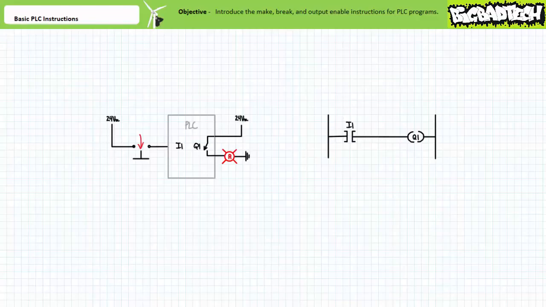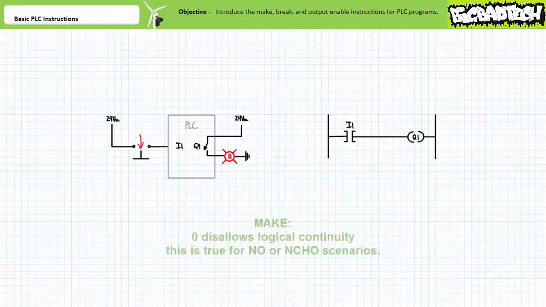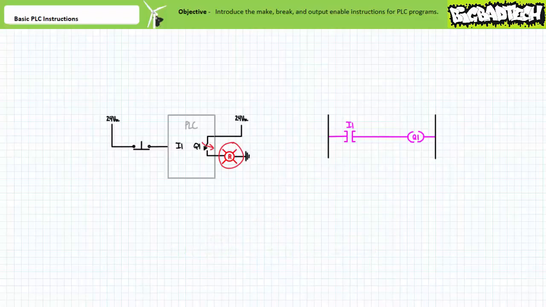Although different field input devices were employed for these two different examples, notice how the make instruction responded consistently with the logical values as received by the input. If the make instruction receives a logical 0 at the input, it does not allow logical continuity from left to right. If the make instruction receives a logical 1 at the input, it does allow logical continuity from left to right. The electromechanical nature of the field input device had nothing to do with how the make instruction responded. The make instruction only bases its decision off the logical value at the input.